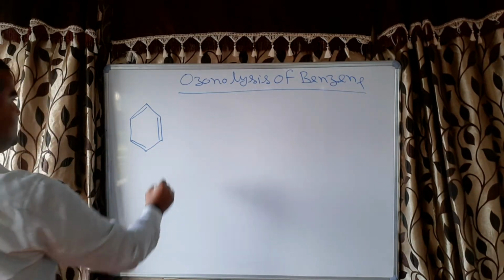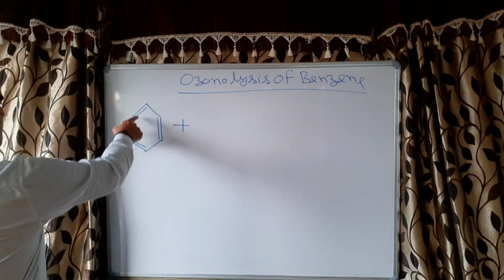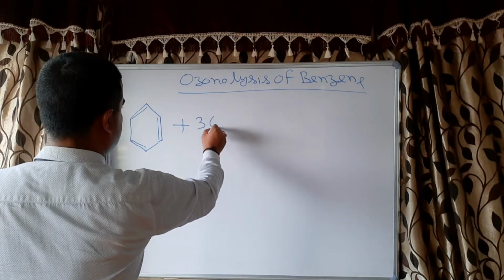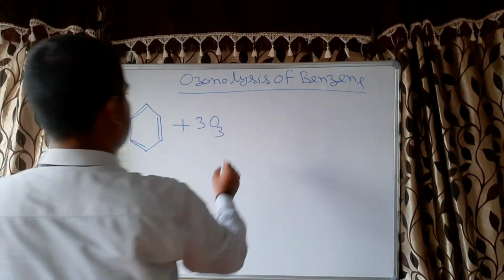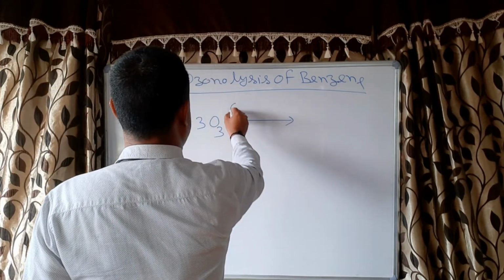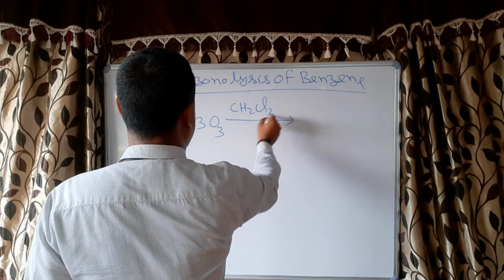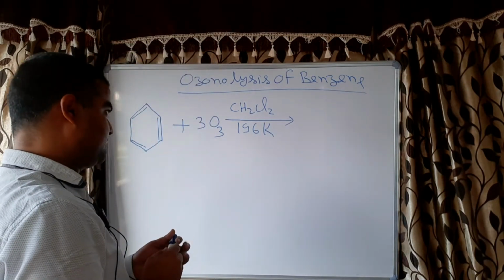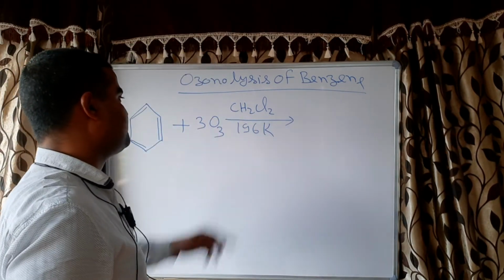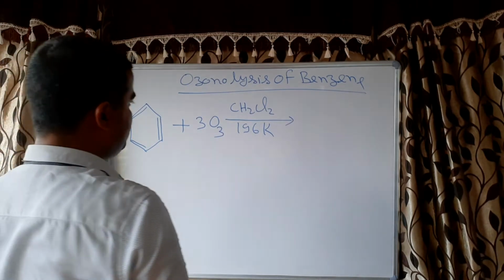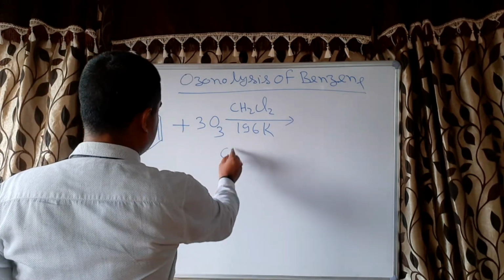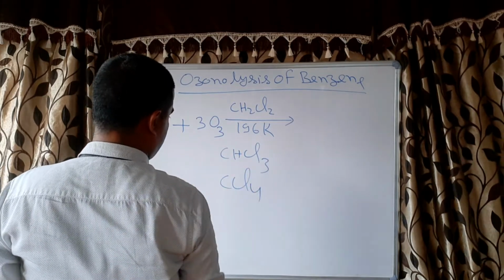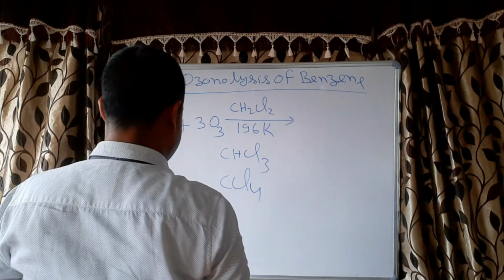So let's see how it is formed. This is the benzene. Since there are 3 multiple bonds, we have to use 3 molecules of ozone, in an inert solvent, CH2Cl2, at a lower temperature of 196 Kelvin. This is the inert solvent. In place of dichloromethane, we can use other inert solvents also, like CHCl3 and CCl4. Both are also inert solvents.